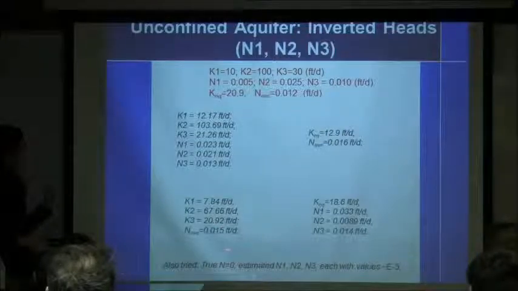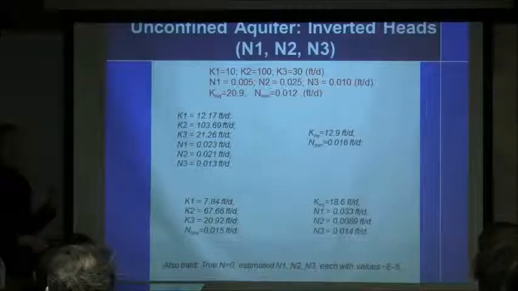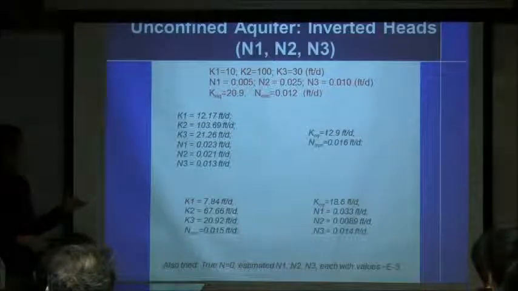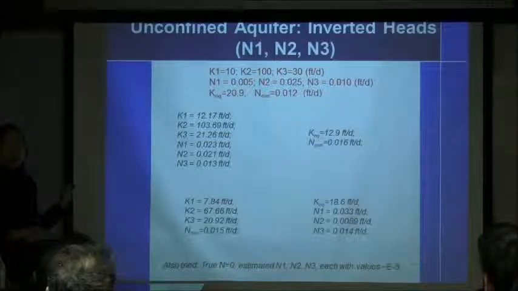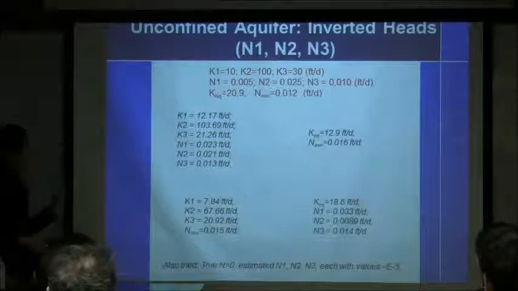We actually also tested the situation where the true recharge is 0. Rain never came. We then invert 3 parameters. And each of them gives us a very small value. So the results are stable even when our true parameter is 0.